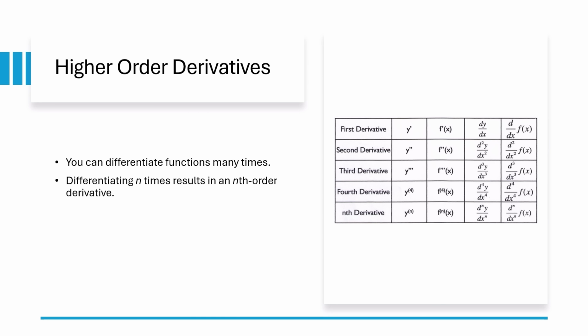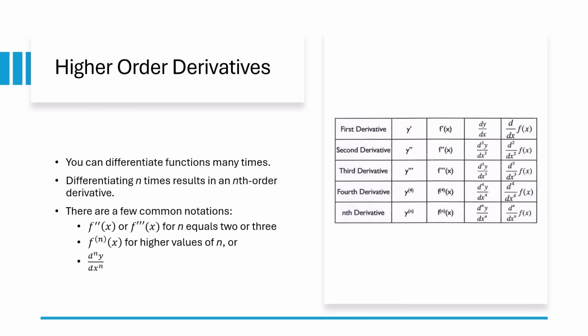Higher order derivatives are successive derivatives of a function. There are a couple different notations used to indicate this, so make sure that you're familiar with all of the notations shown.